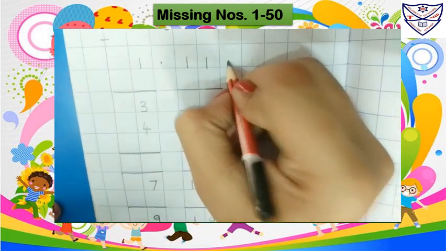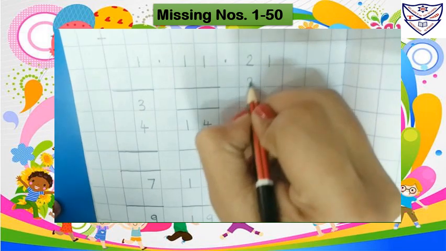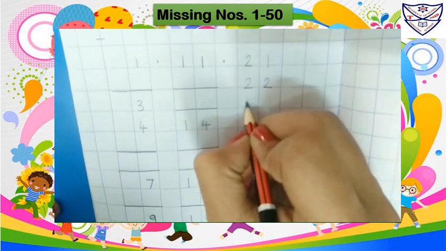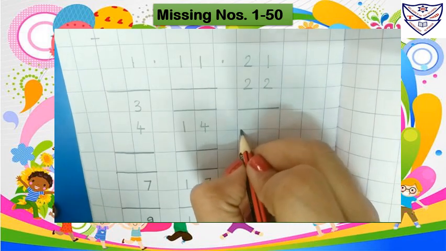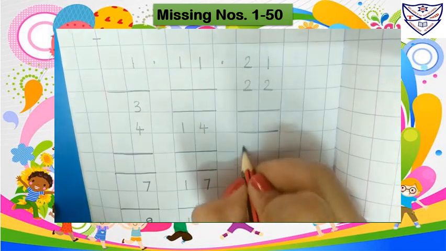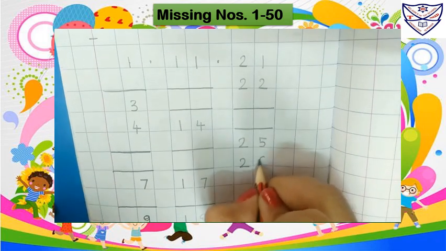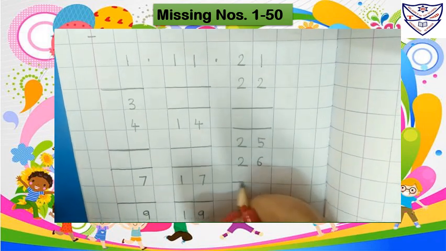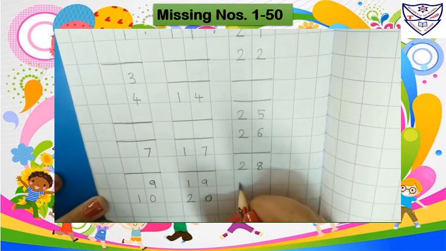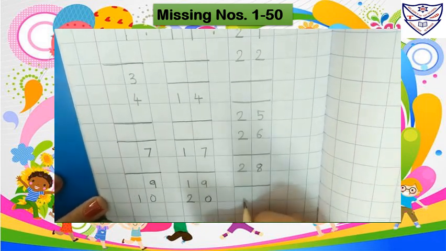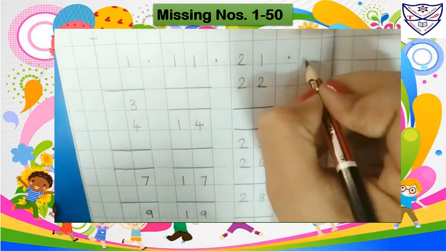Leave one line. Write 21. 22. Put small dash in the next box. Again put small dash in the next box. 25, 26, put small dash in the next box. 28, put small dash in the next box. 30, leave one line, write 31.